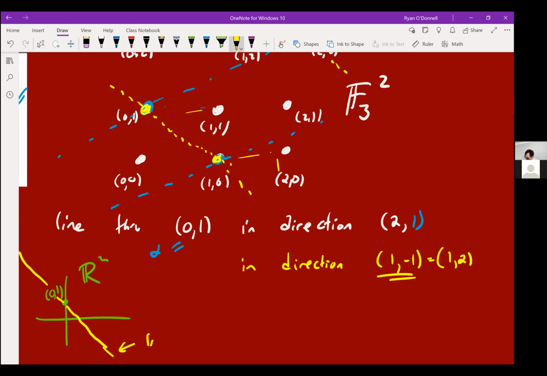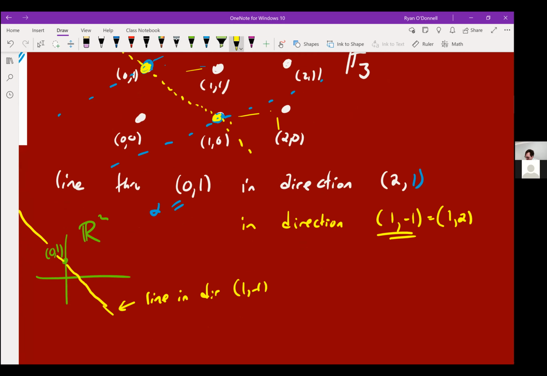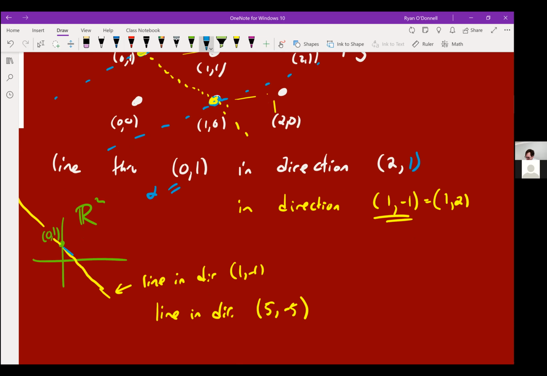This is the line in direction 1, minus 1. But I think the analogy of what happened before, which is a little bit weird, is you could also say, let me look at the line in direction 5, minus 5. And then you might be like, oh, wait a minute, that's like 1, minus 1. And then of course 5, minus 5 is here. So you might say, oh, surprising, these are actually the same line, even though 1, 1 and 5, minus 5 are different. Well, of course, we're not too surprised.